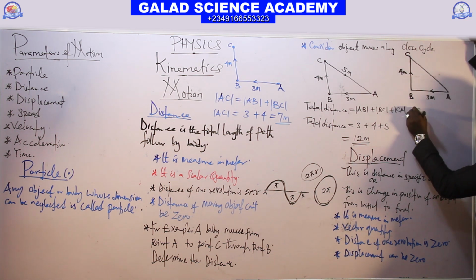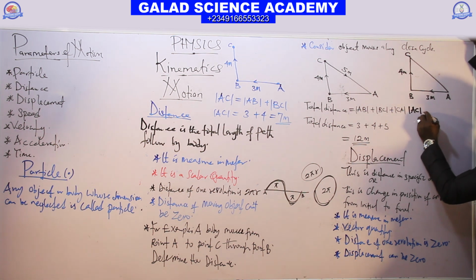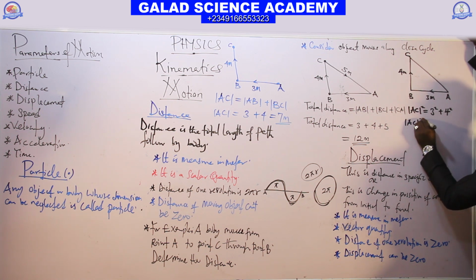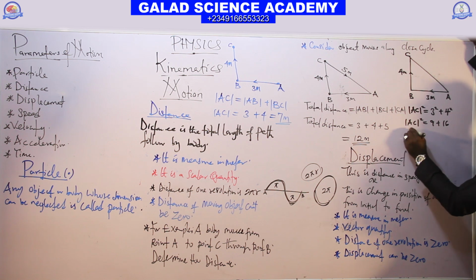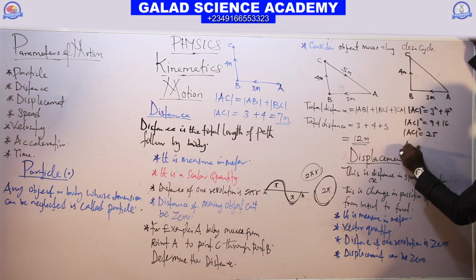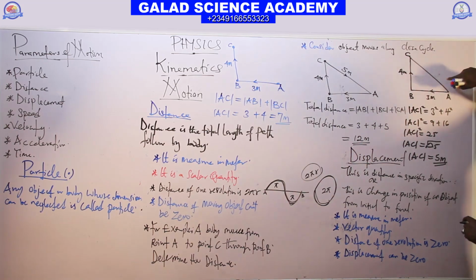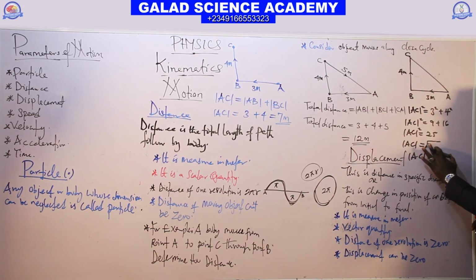And to know the displacement, AC squared equals 3 squared plus 4 squared. That should give us AC squared equals 9 plus 16. AC squared is 25. The distance AC will be the square root of 25, and AC is 5 meter. So that is the displacement for this question.